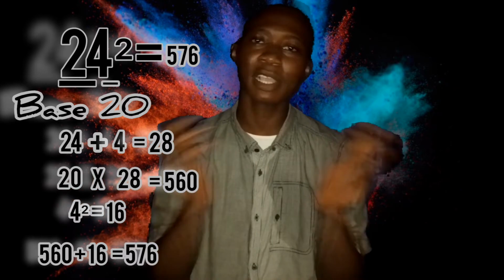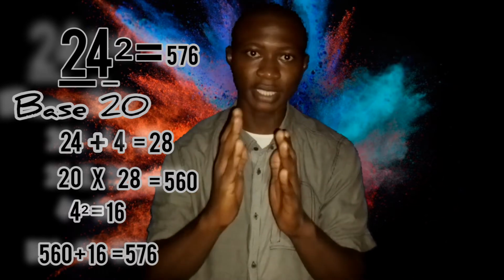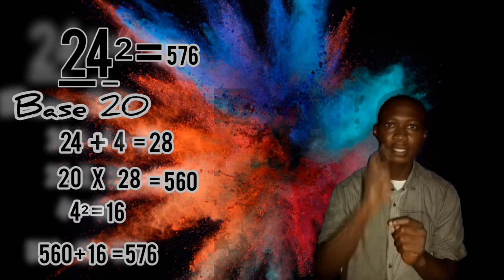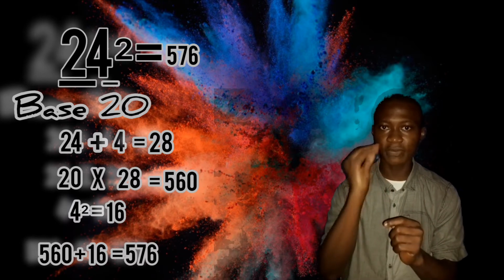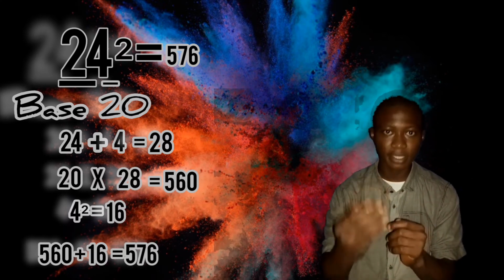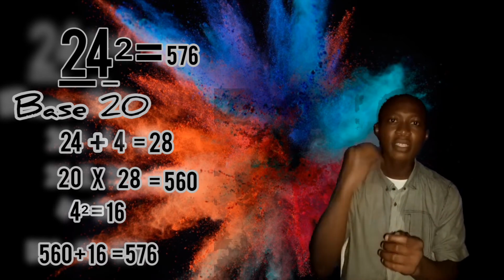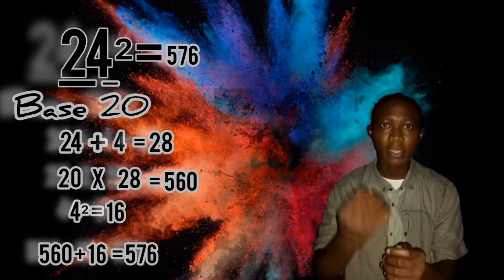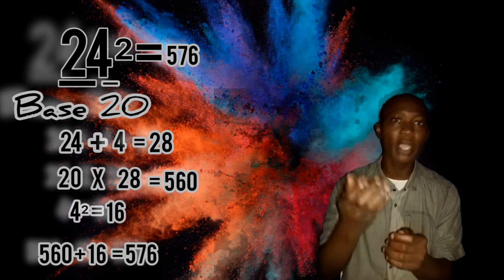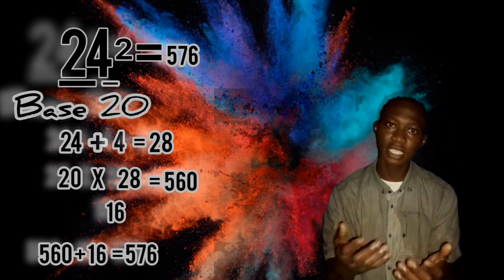Is it that simple? I know this might look complex because of the way I said it, but it's very simple. Let's follow the procedure once again. First, understand your base. The base of 24 is 20. Second, the unit number, which is 4, add it to the 24 again. That makes it 28. Then multiply it by the base of 20. 20 times 28 is 560. Then square the unit number. 4 squared is 16. So add it together: 16 plus 560 gives you 576.